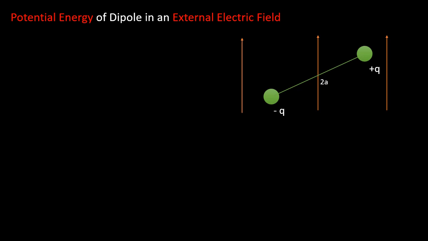So some work must be done by an external agent to rotate the dipole through some angle, and this work done is stored as potential energy in the system of dipole and external field. तो हम कंसीडर करते हैं कि कुछ वर्क रिक्वायर्ड है टू रोटेट द डायपोल थ्रू एन एंगल d थीटा. तो दिस वर्क डन कैन बी रिटन एज dW, which is equals to tau into d theta, and this d theta is the angular distance.